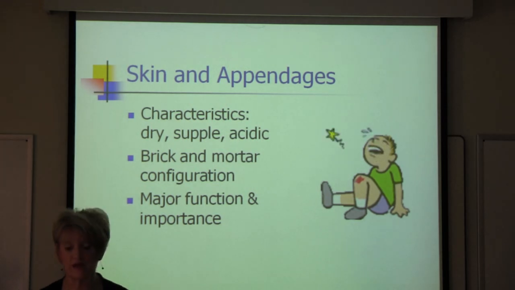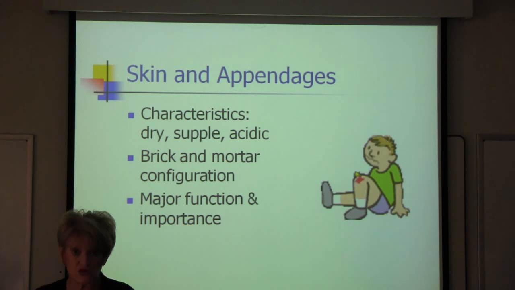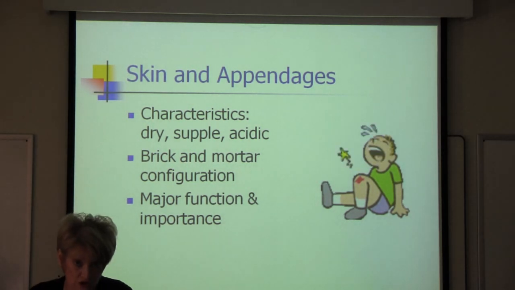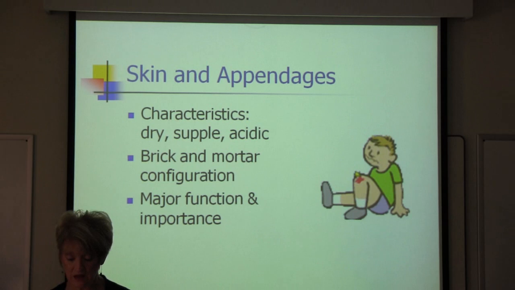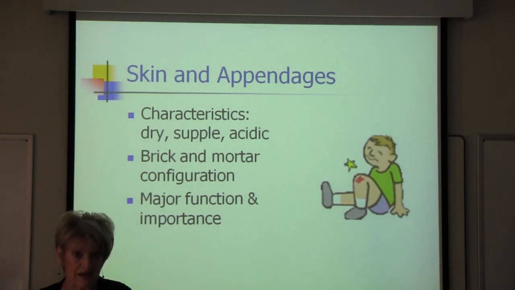Now we're going to talk briefly about the skin and its appendages. Characteristics of the skin, and we're always trying to keep the skin on the foot and the toes healthy. So we have to go back to what are the characteristics of healthy skin? Well, the skin should be dry, and we don't mean dry and cracked, we mean not wet. Wet skin is skin at risk, and I think you already know this.